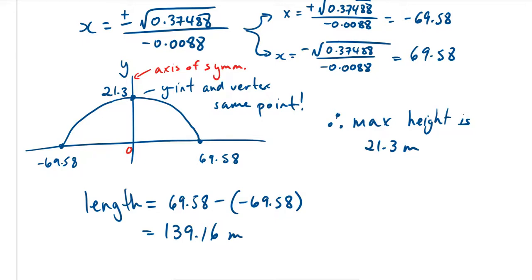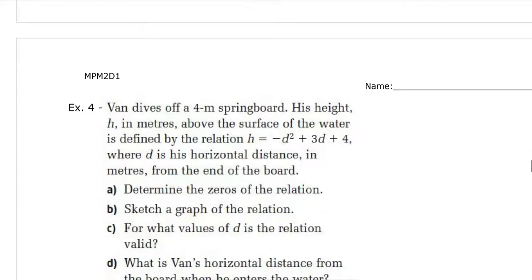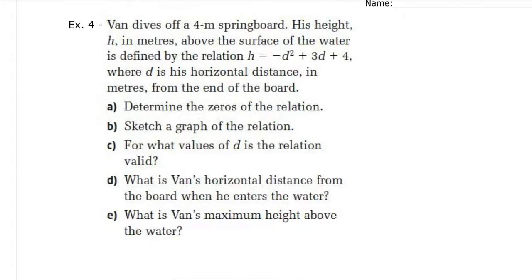Okay, let's look at one more example. Example 4. Van dives off a 4-meter springboard. His height, h in meters above the surface of the water, is defined by the relation h equals negative d squared plus 3d plus 4, where d is his horizontal distance in meters from one end of the board. Determine the zeros. Again, zeros is another word for x-intercepts. Sketch a graph. For what values of d is the relation valid, what is Van's horizontal distance from the board when he enters the water, and what is Van's maximum height above the water?